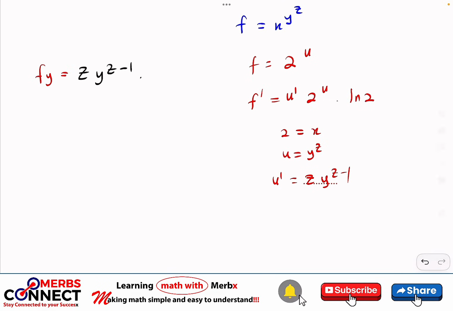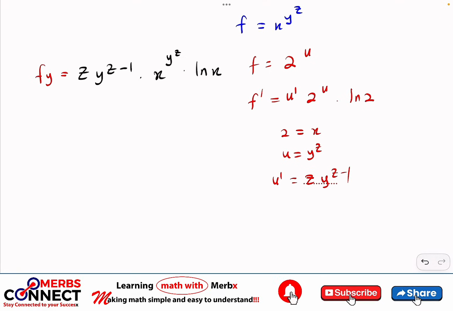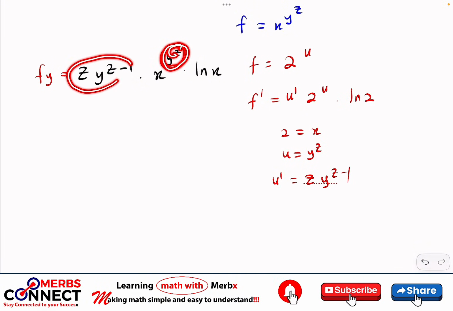Times the whole function, times 2 to the power u, but 2 is x, so I have x here, and u is this, which is y to the power z, times ln of the base, which is x. Nice. So what happens here? I just took what is on the top and differentiated, right? So when I differentiate what is on the top here, I get this. Maintain the whole function and take the ln of the base.